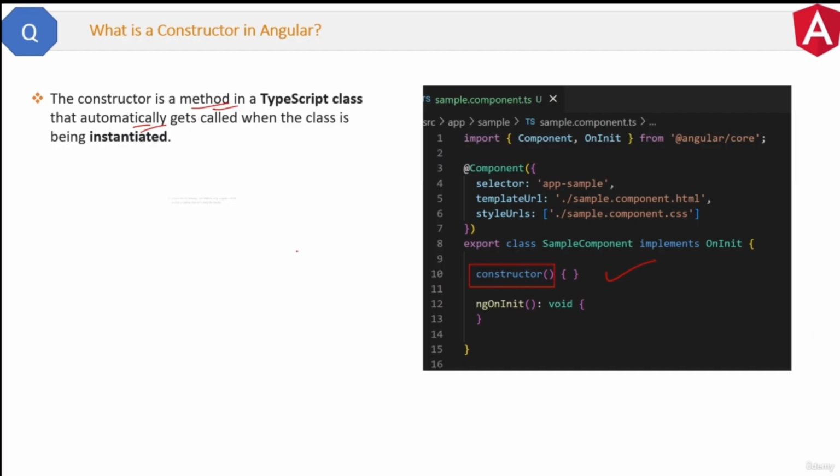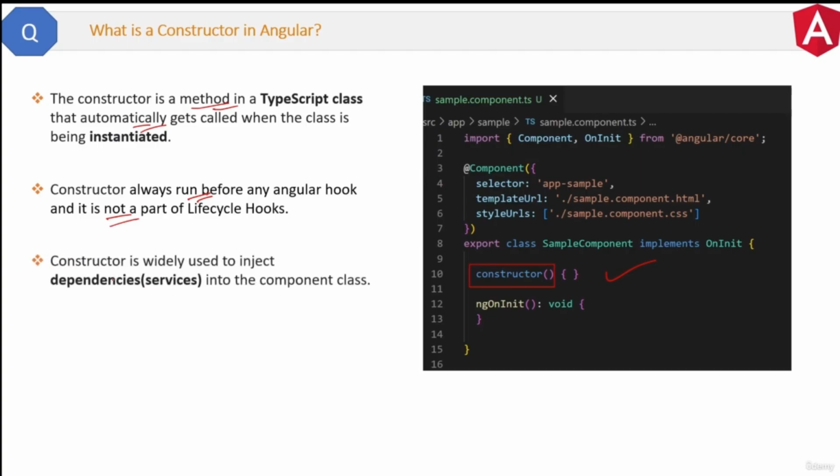Another important point is constructor always runs before any Angular hook and it is not a part of lifecycle hooks. This is another very important point. So the thing is now why we need constructor. What is the use of these constructors? So the first and the most widely used is, constructor is widely used to inject dependencies or services into the component class. There are other uses, but this is the most important one.